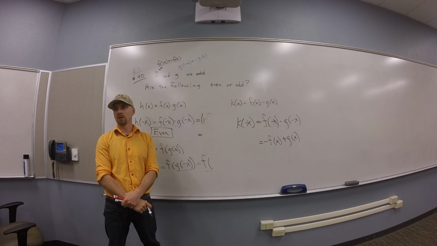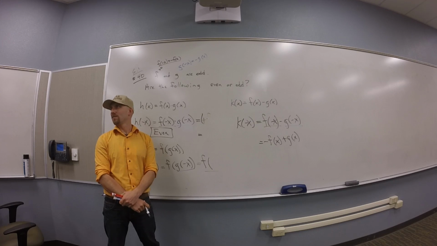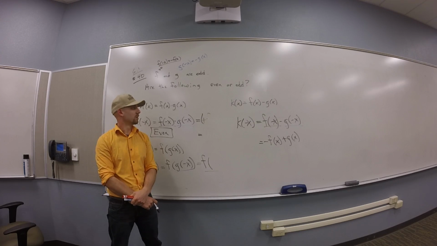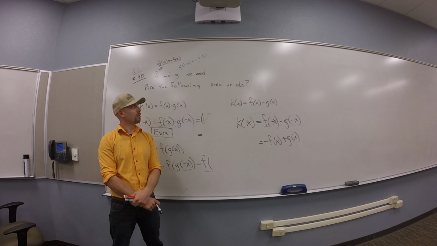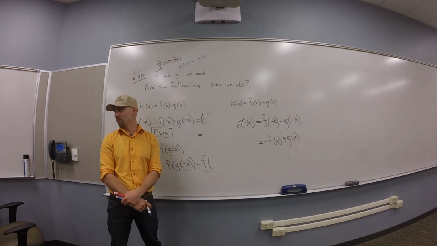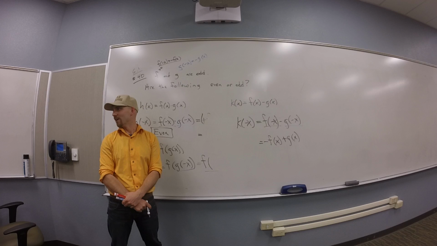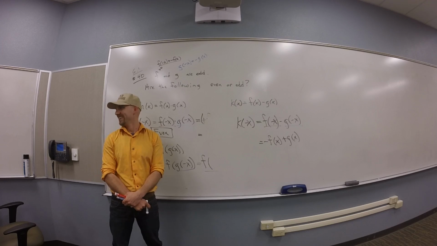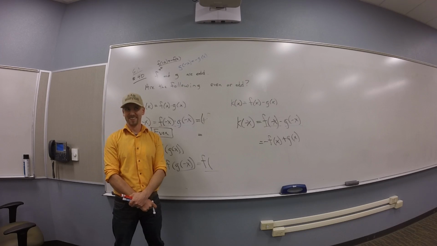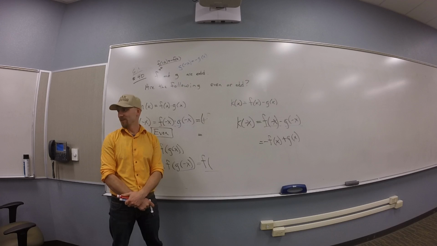Cool. Now what? It feels like neither, right? It's definitely, well, I don't know. It could be both, but only if both f and g are both zero. Yeah, so if they're both zero, then k could be zero too, right? Both is weird. Functions that are both even and odd are very strange.